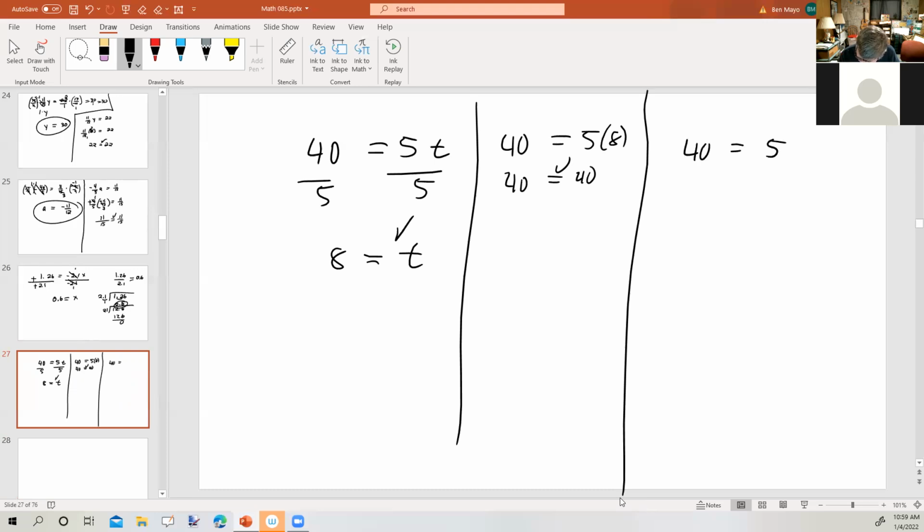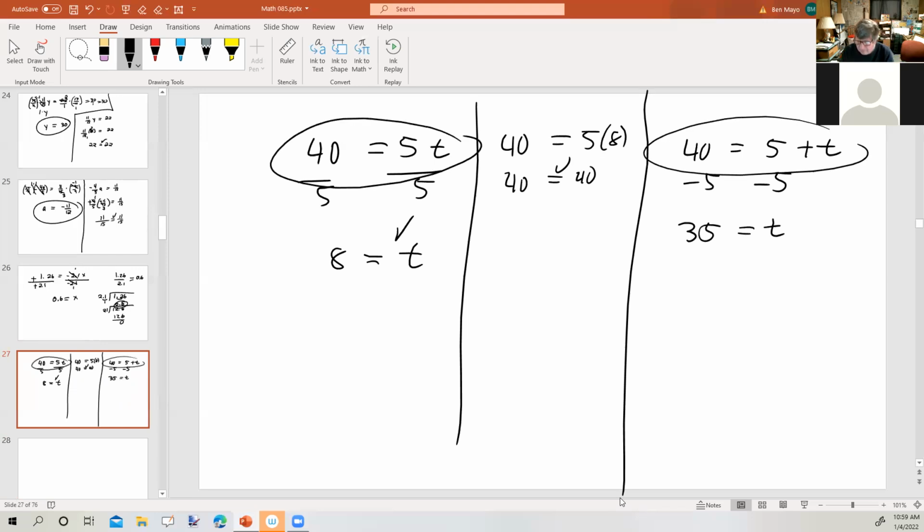How about this problem? 40 equals 5 plus t. Now the 5 is being added to the t, not multiplied. So we can't divide it out. We have to subtract it out. So different equations, different approaches, different solutions. So be careful of that. If the number is being multiplied by the variable, we tend to divide. If it's being added, we tend to subtract. Okay.